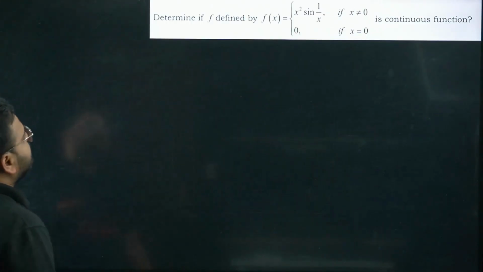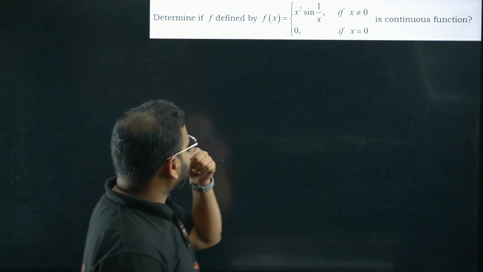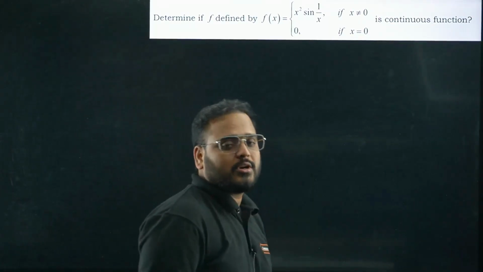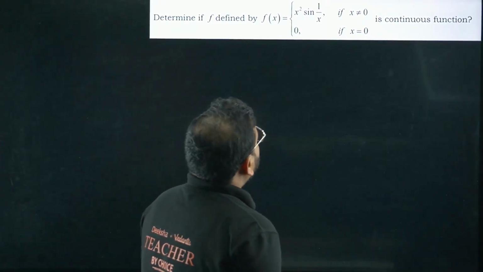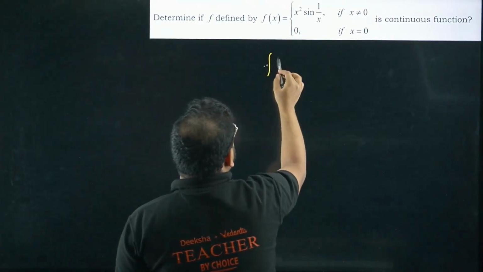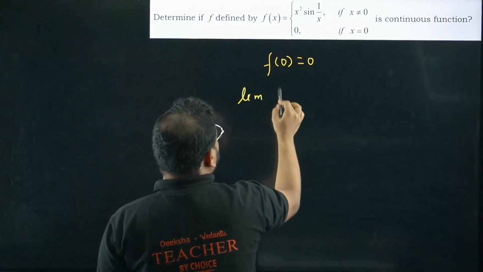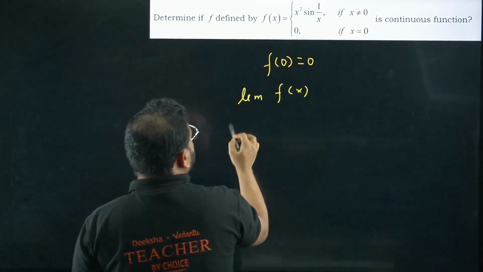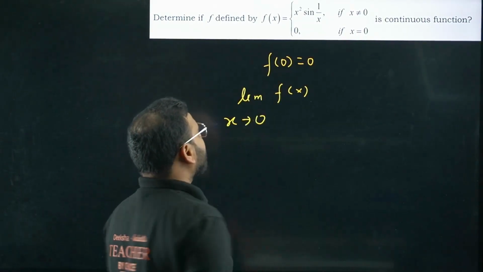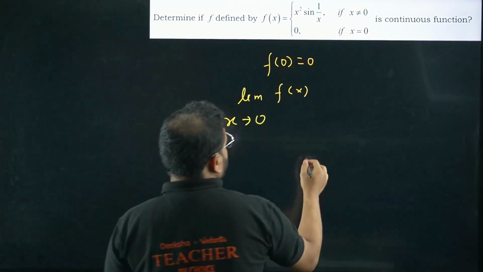Moving on now, next question: determine if f defined by this is a continuous function or not. Of course, we have f of 0 as 0. We have to find the limit value. So we'll find the limit of the function f of x when x tends to 0.